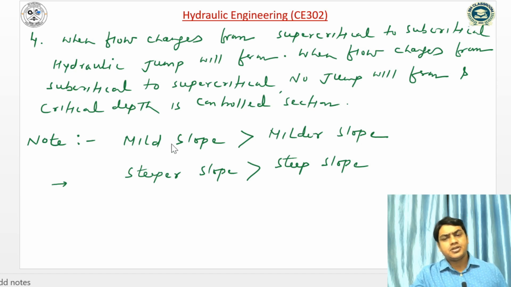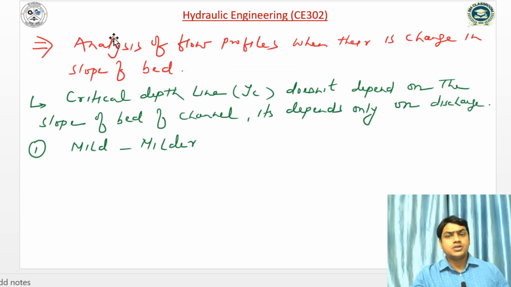And here I have written that the mild slope is greater than the milder slope, and similarly the steeper slope is greater compared to the steep slope. Let us discuss the analysis of flow profile when there is a change in slope of bed. So how to draw the flow profile when there is a change in grade or change in bed slope.